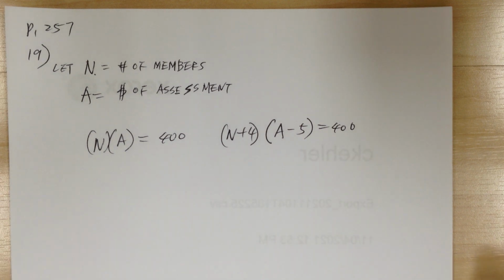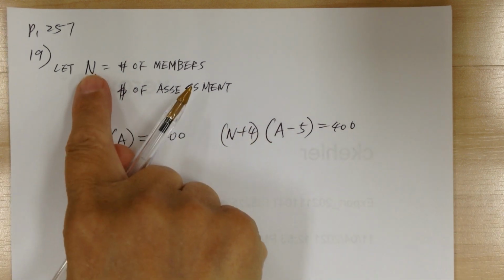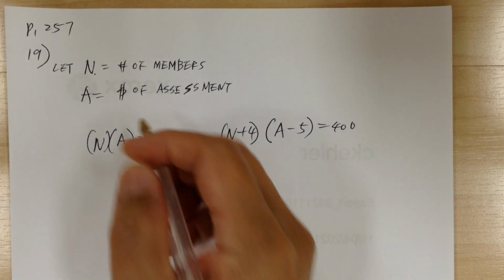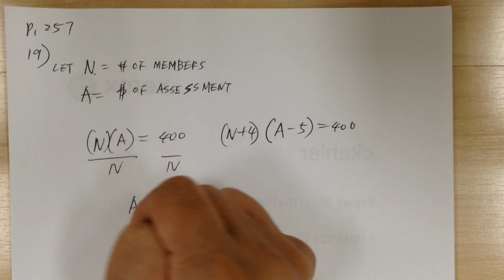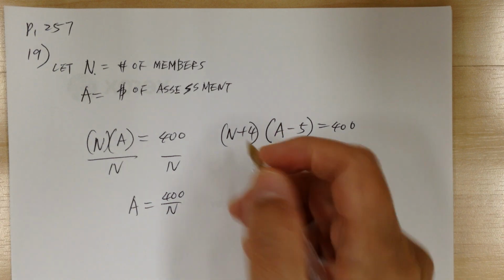Okay, so now you have to solve this equation. So what you want to do is get rid of the A. Since you're solving for the number of people, you want to get rid of the A. So you need to solve for A first and substitute. Okay, so divide by N on both sides. So you get A equal to 400 over N. Then you're going to substitute into here.